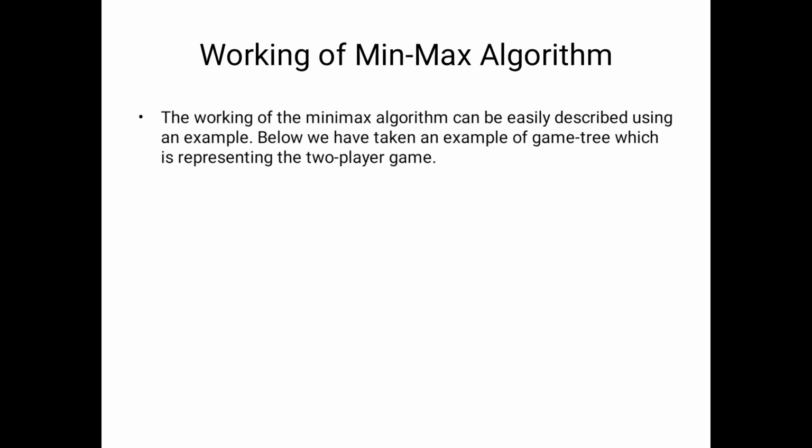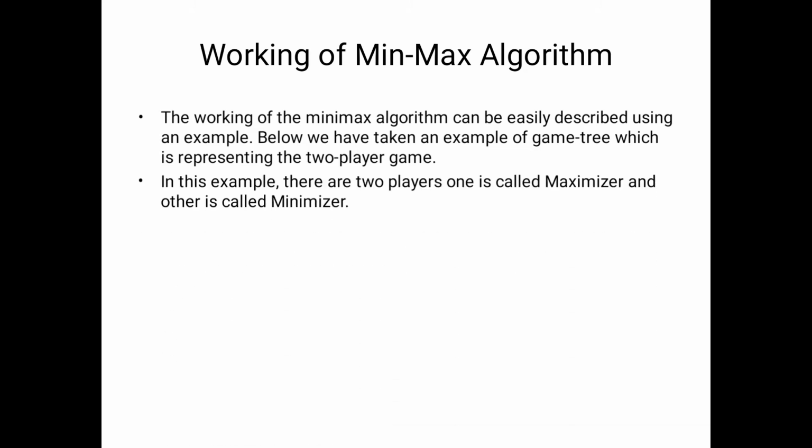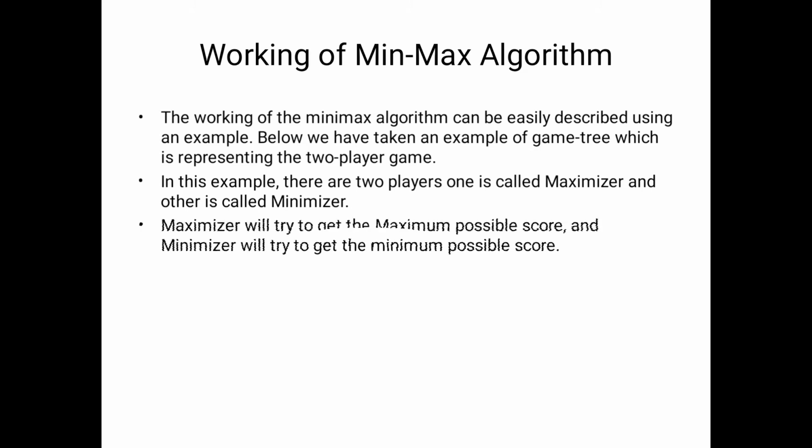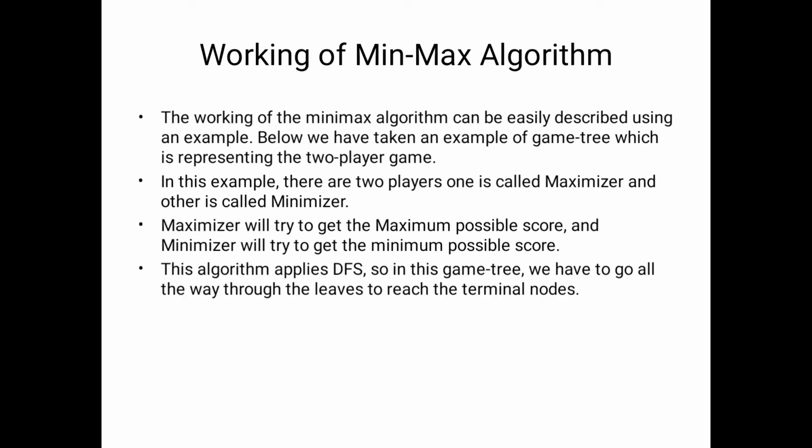The working of the minimax algorithm can be easily described using an example. Here we will consider three levels of information. So please observe the example here. In this example there are two players. One is considered the maximizer and another one is considered the minimizer. Definitely the maximizer will try to get the maximum value. At the same time the minimizer will try to get the minimum value. Here we are applying the depth first search algorithm.